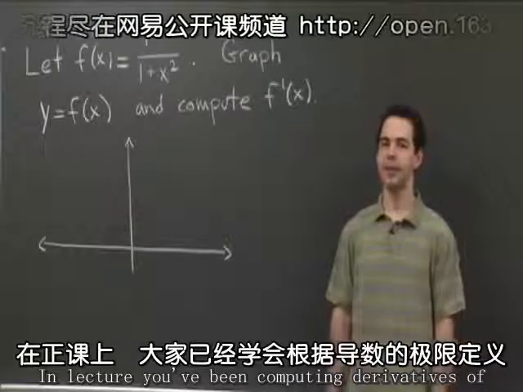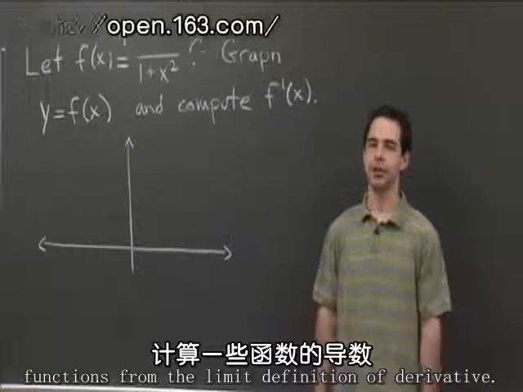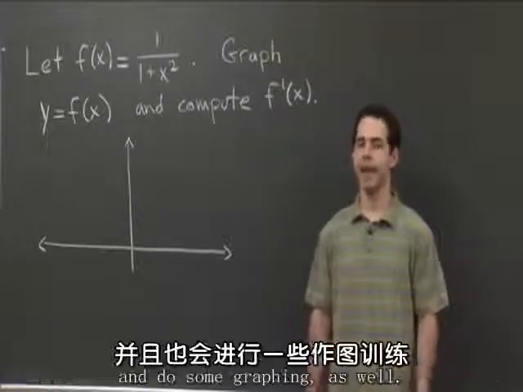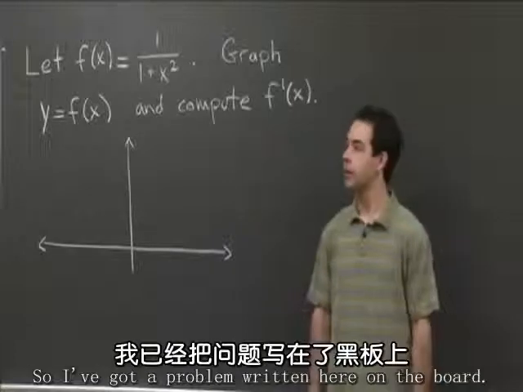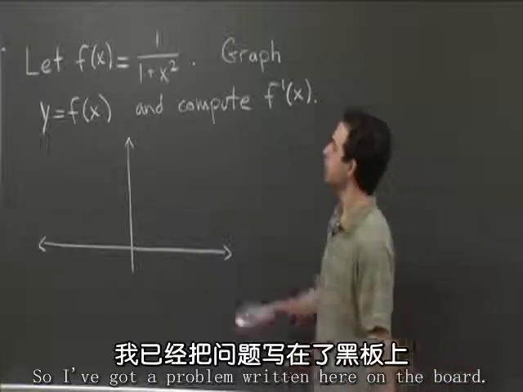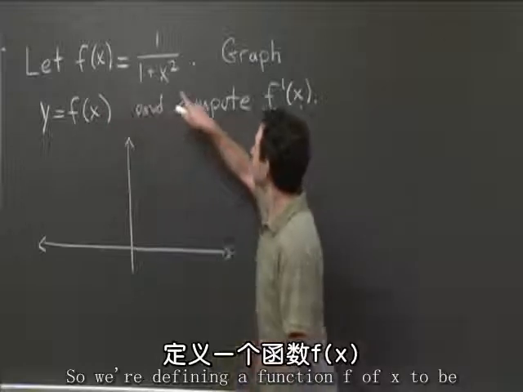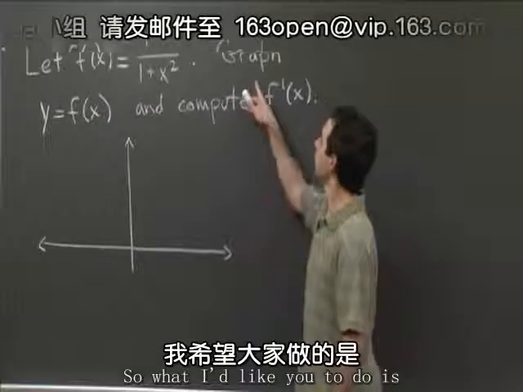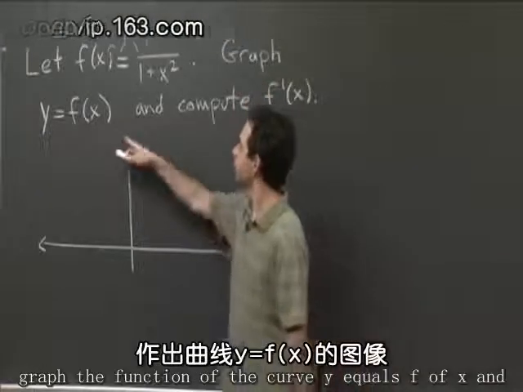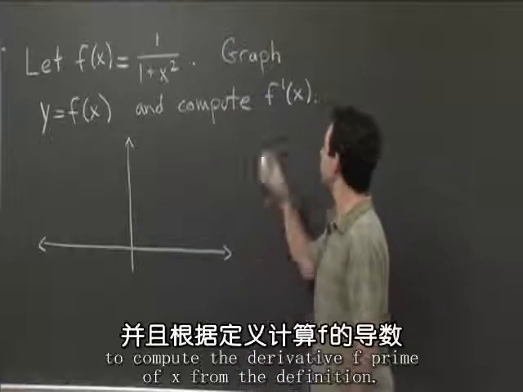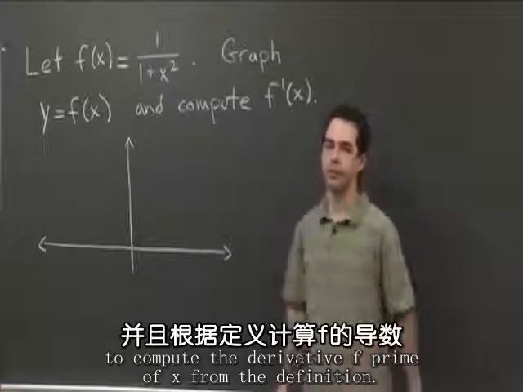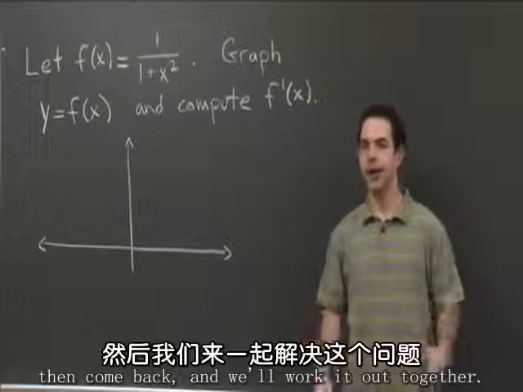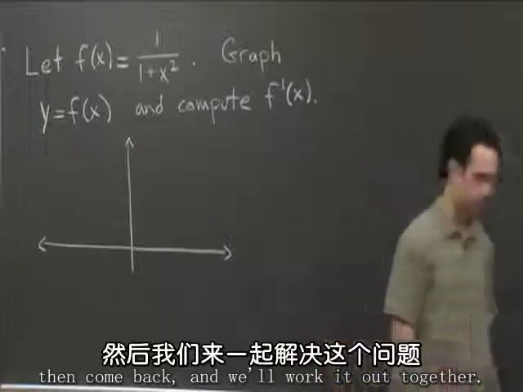In lecture, you've been computing derivatives of functions from the limit definition of derivative. So today we're going to do another example of that and do some graphing as well. So I've got a problem written here on the board. We're defining a function f of x to be 1 over the quantity 1 plus x squared. So what I'd like you to do is graph the function, curve y equals f of x, and to compute the derivative f prime of x from the definition. So why don't you take a couple of minutes to do that yourself, then come back and we'll work it out together.